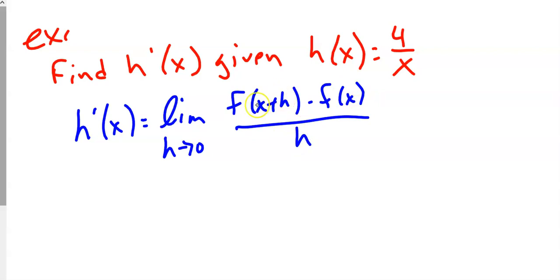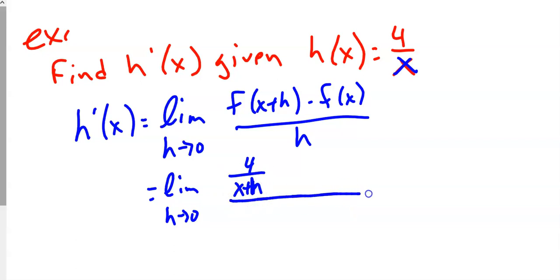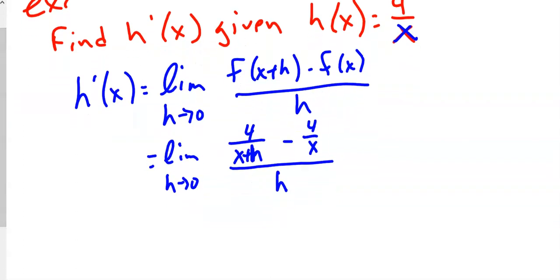Okay, so when we find f of x plus h, we're going to replace the x in our original function there with x plus h, so that would be 4 over x plus h, minus the original function, which is 4 over x, all over h. Okay, now how do we actually go about doing this? Notice again here, if I plug in 0, I get 4 over x minus 4 over x, so that becomes 0 over 0, so we get our indeterminate form.